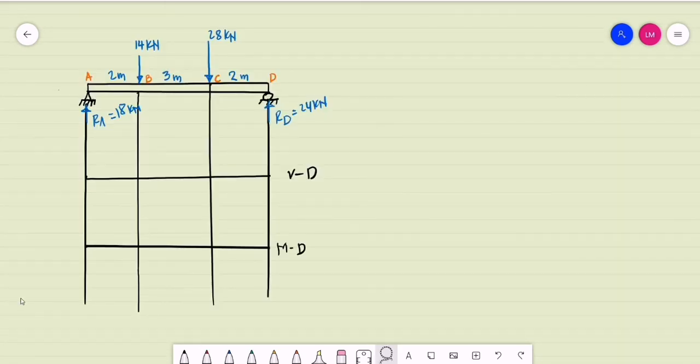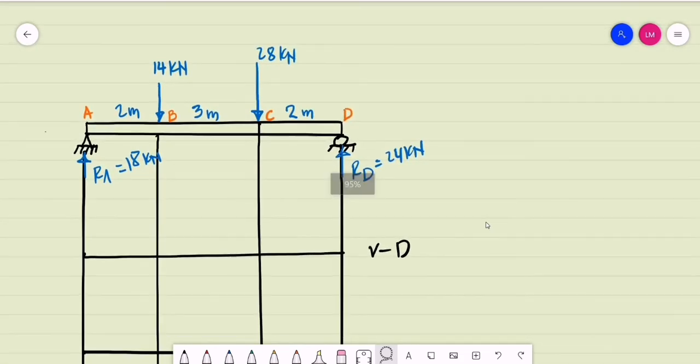And now, if we are already familiar with our procedures in drawing the shear and moment diagram of a given beam, we may use the shortcuts. We may get the detailed shear diagram or the moment diagram simply by inspection. So let's start with our shear diagram.